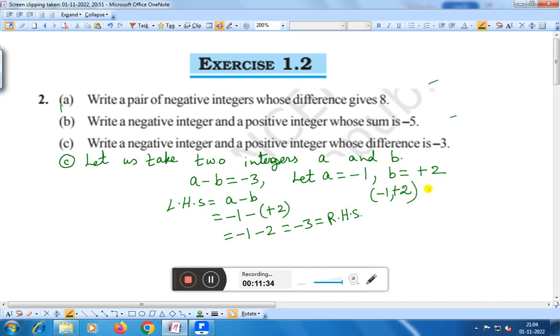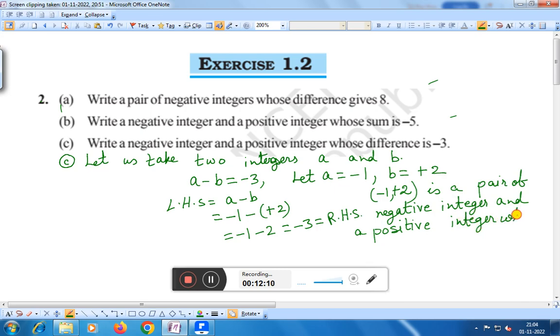Therefore, minus 1 and plus 2. You can take other numbers also. Minus 1 and plus 2 is a pair of a negative integer and a positive integer whose difference is minus 3, right? This is the solution of question number 2.